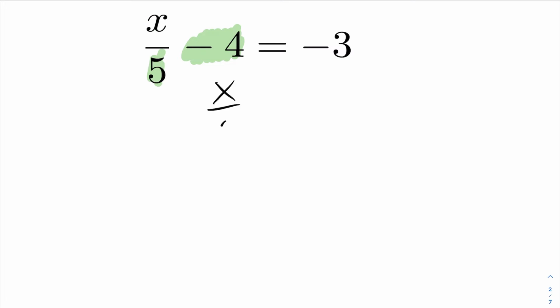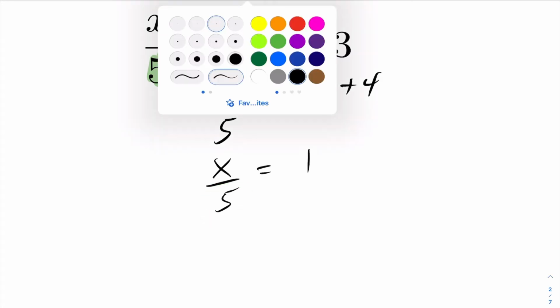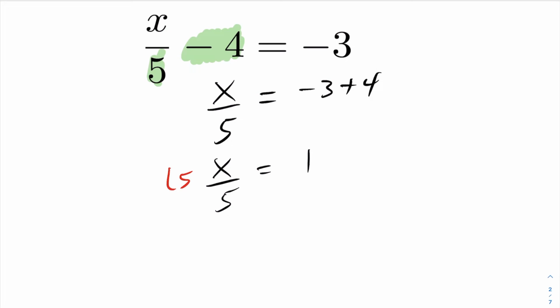That'll give us x divided by 5 equals negative 3 plus 4. Simplifying the right-hand side, we get 1. Now, once again, I want to get x by itself. The 5 is in the way. The operation between the x and the 5 is division, so to undo that, we have to multiply across by 5.